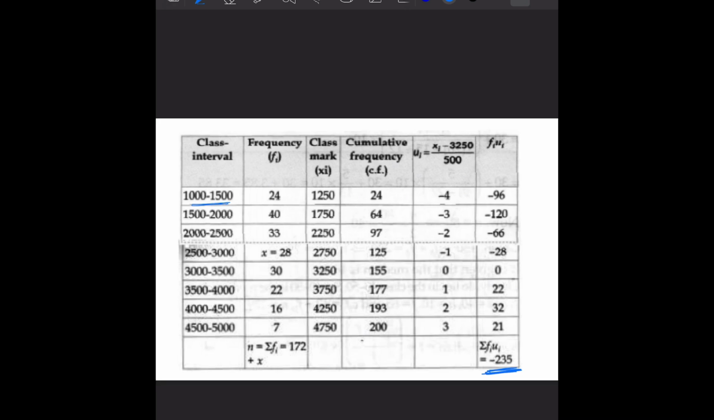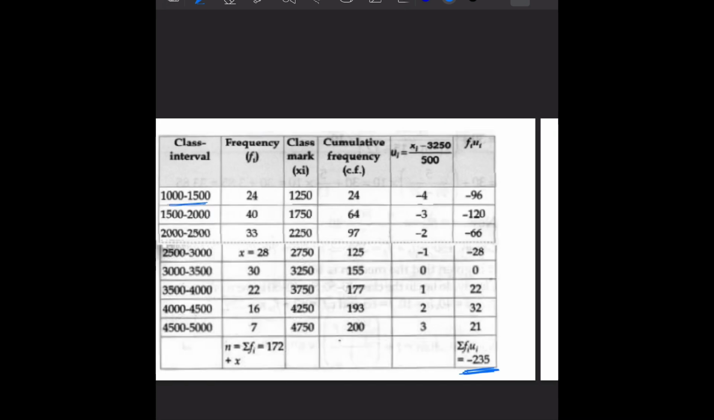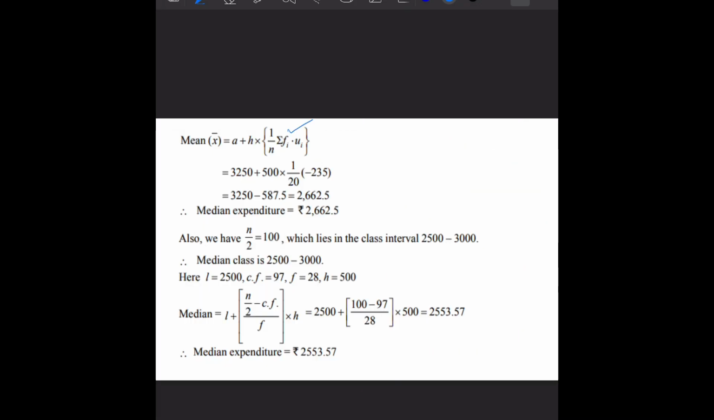Let's put these values in mean के formula में. What is the mean का formula? Assumed mean plus h into 1 upon n summation fiui. Assumed mean is 3250 plus 500. What is n? n is 200. So after calculating this, you will get 587.5. 3250 minus 587.5 is 2662.5. This is your mean expenditure.